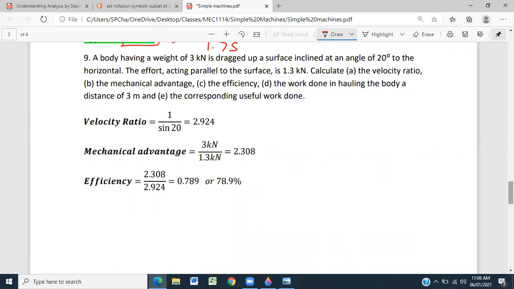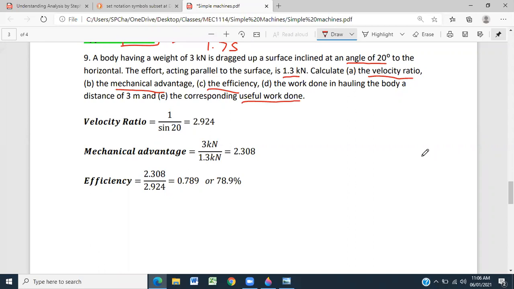Number 9. A body having a weight of 3 kilonewtons is dragged up a surface inclined at an angle of 20 degrees to the horizontal. The effort acting parallel to the surface is 1.3 kilonewtons. Calculate A, the velocity ratio, B, the mechanical advantage, C, the efficiency, D, the work done in hauling up the body a distance of 3 meters, and E, the corresponding useful work done. All things we've worked before, but now it's for an inclined plane.